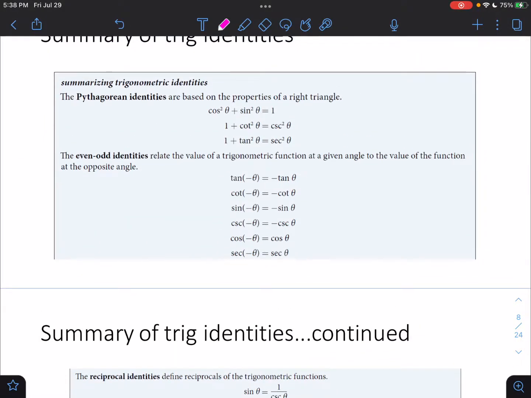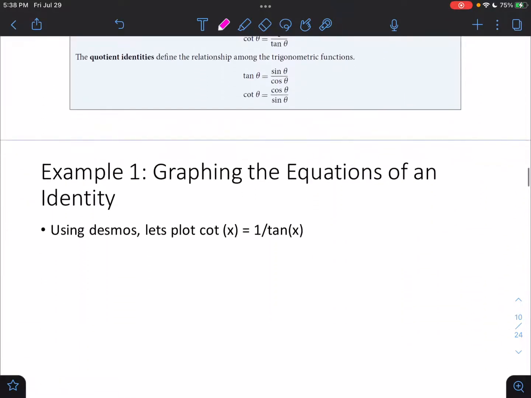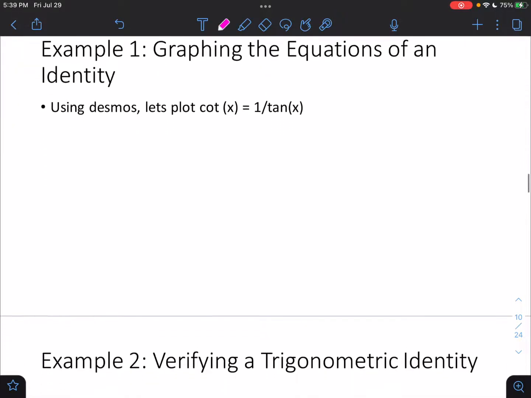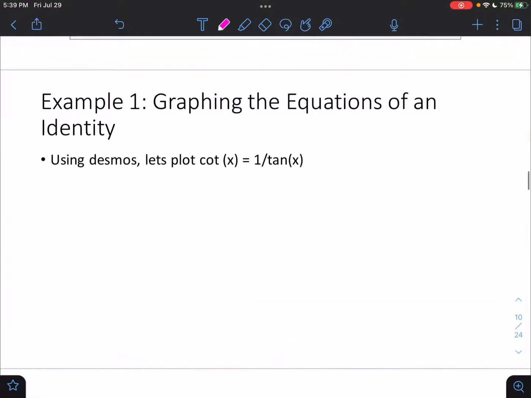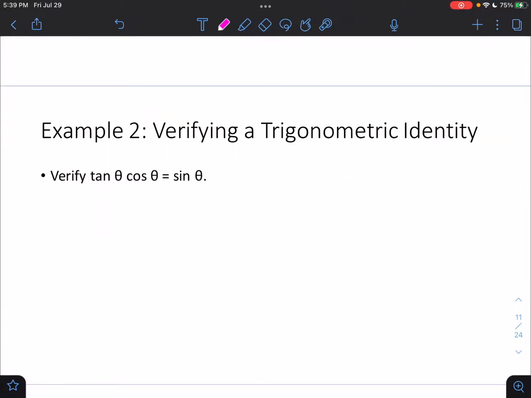So what we're going to do is use these in the next examples. So let's see them in action. We're actually going to skip this first example because we're not going to use a graphing tool. We're going to jump into this one. We're going to verify that this is true. Tangent of theta times cosine of theta is equal to sine of theta.